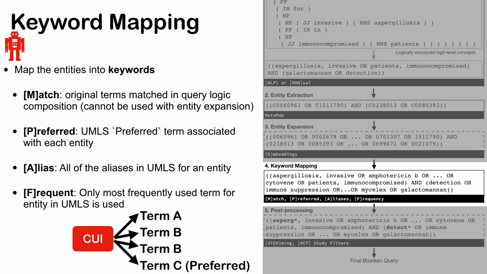Next is alias, which maps an entity into all the unique terms for an entity. In the example below, term A, term B, and term C would be mapped from the entity into keywords. Finally is the frequent method, which maps entities into the most frequently used term to represent that entity in UMLS. In the example below, the entity would map to term B as it appears twice.